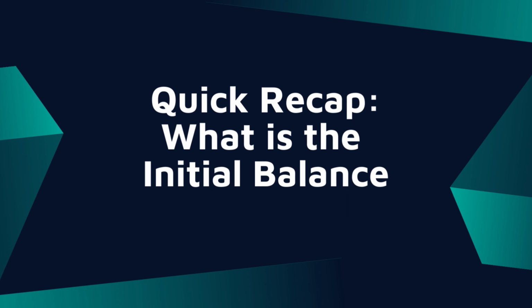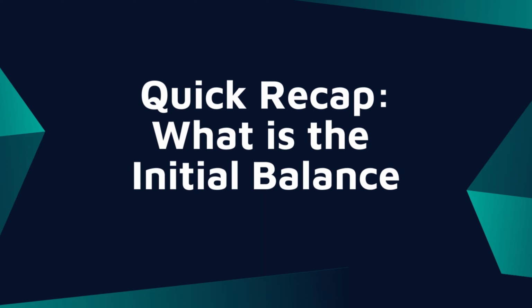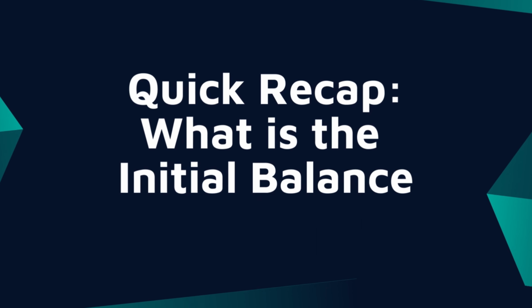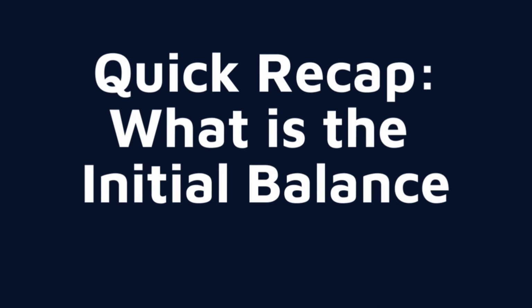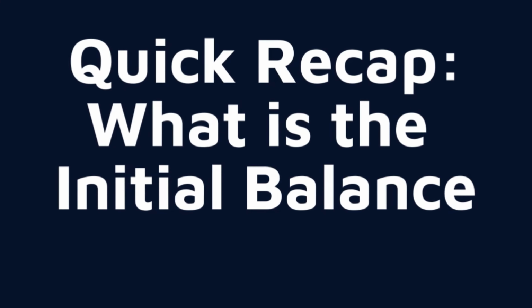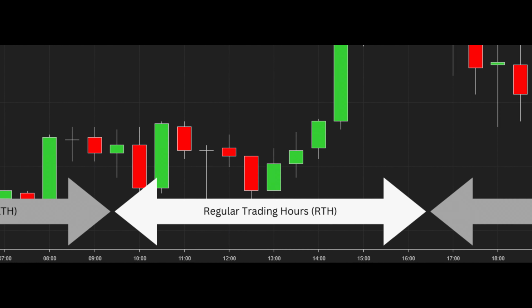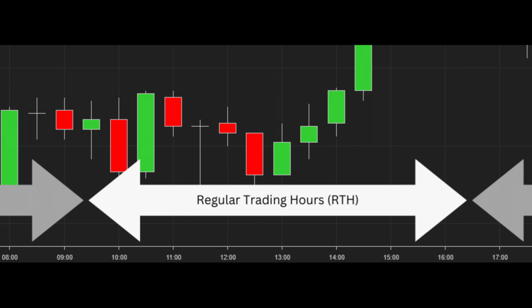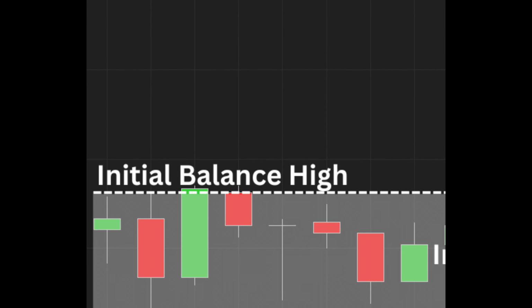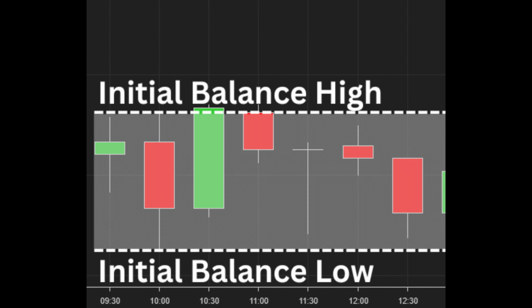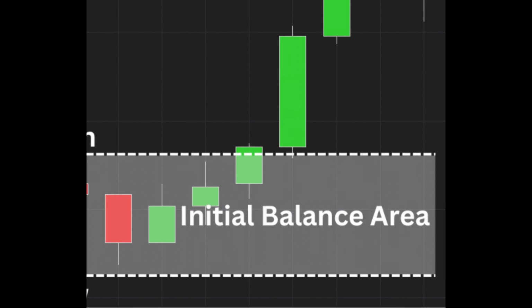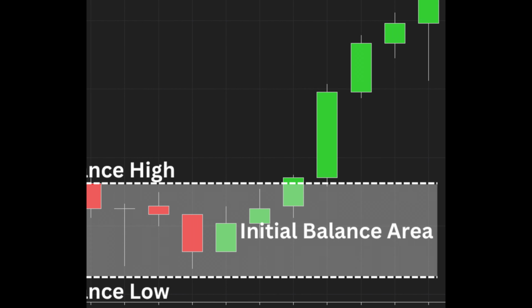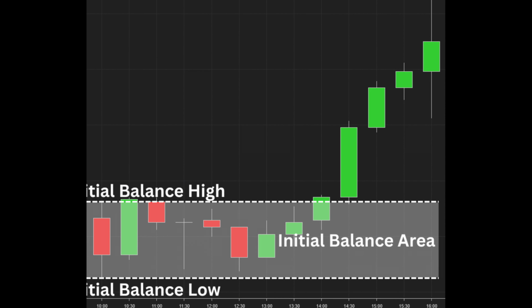Alright, before we dive into the nitty-gritty of using data to optimize your trading strategy, let's do a quick recap of what the initial balance actually is, especially for those of you who might be new to the concept. Initial balance refers to the price range established during the first hour of the trading session. In simpler terms, it's the high and low points that the market hits within that first hour. This range is incredibly important because it often serves as a foundation for the rest of the trading day.